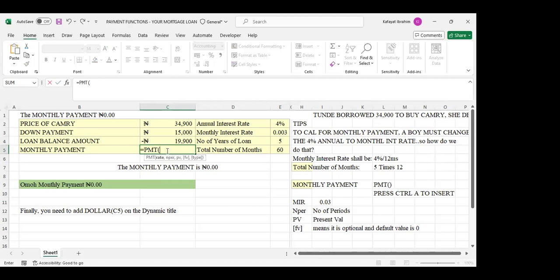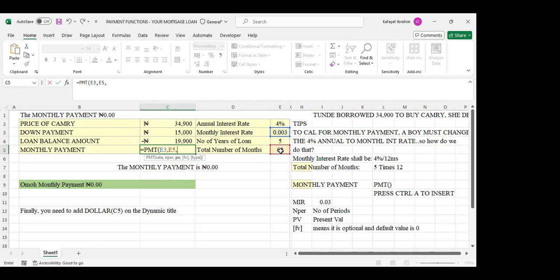Open brackets. Since we are dealing with monthly payment, not yearly payment, the first thing is the interest rate, the monthly interest rate. So you click on the monthly interest rate, the 0.003. Comma. Now, the next thing is the period used to pay. Since you are dealing with months, you pick the 60 months. Good. Comma.